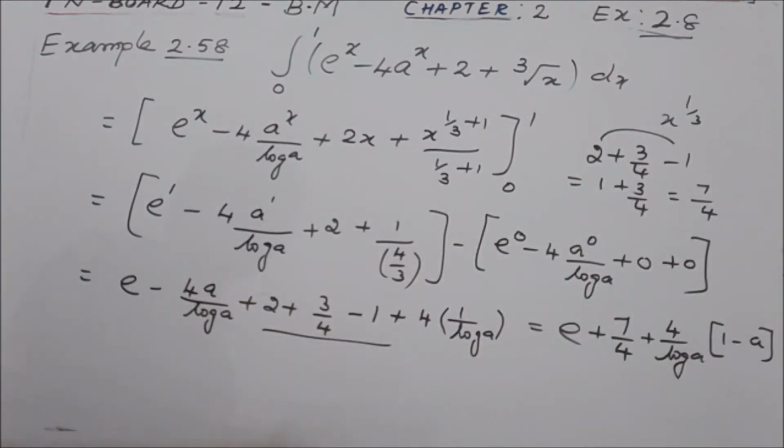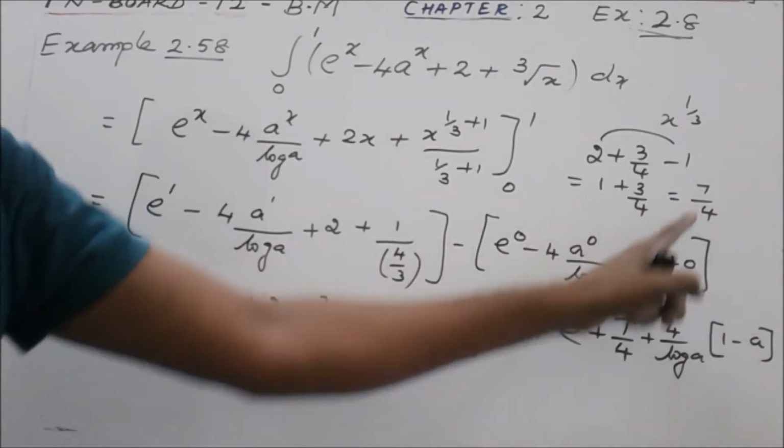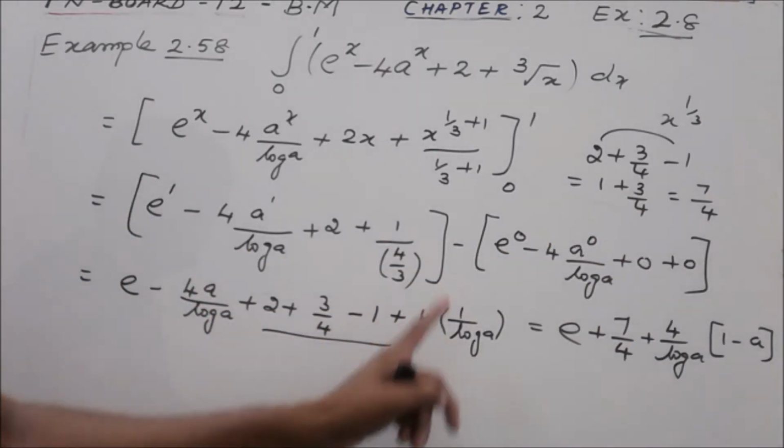These two are 0, we can leave it. So these are the terms remaining. So e is taken here. Then simplifying these three values, we will get 7 by 4. The remaining are minus 4a by log a plus 4 by log a.